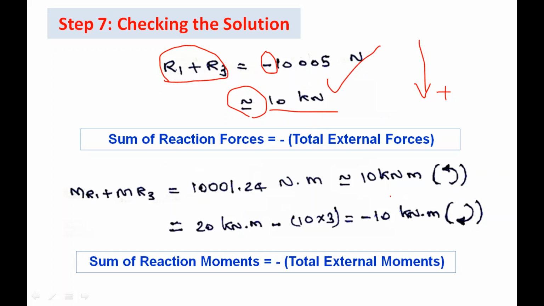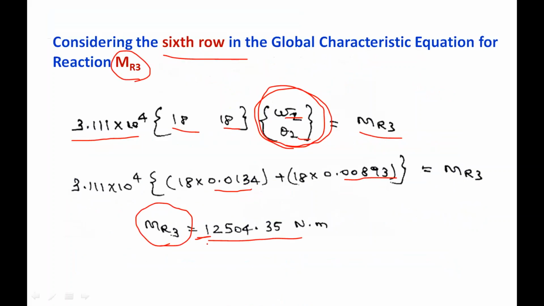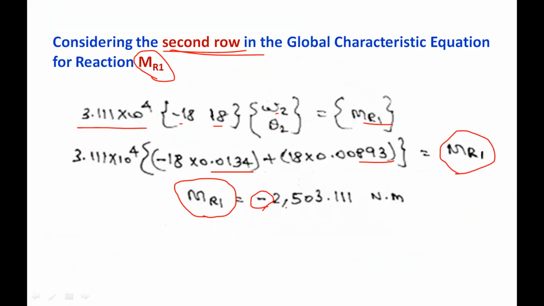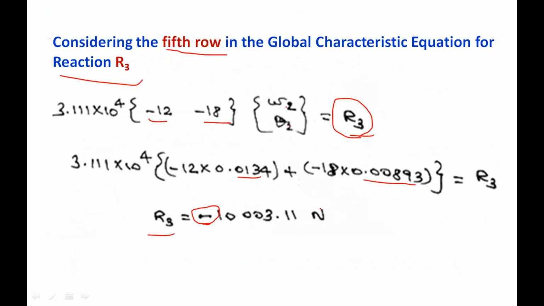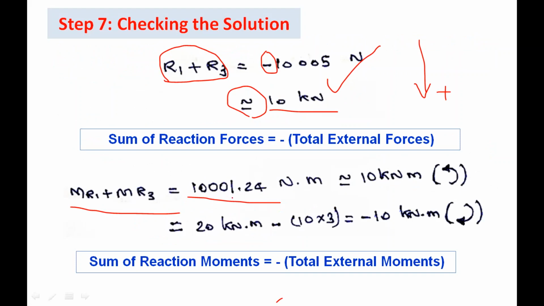Similarly, we can check for moment also. The sum of the reaction moments MR1 plus MR3 is coming around 10,001.24 Newton meter. Here you see 12,504.35, here minus 2,503. So when you add these two, it is coming around 10,001.24 Newton meter, which is approximately equal to 10 kilonewton meter, because it is positive, so counterclockwise direction.